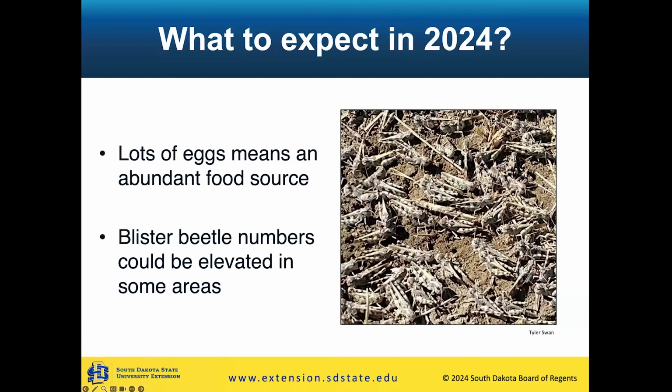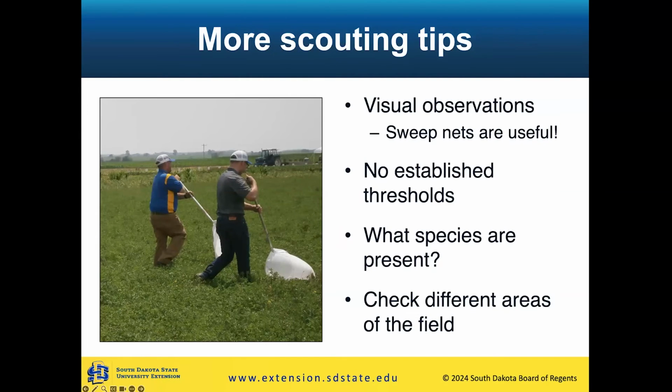Again, if you have a lot of those eggs, that means you're going to have an abundant food source for those blister beetles. And as I mentioned, they could be elevated in some of those areas where you had grasshopper issues last year. So, some more scouting tips. Again, I keep pushing the sweep nets. Excellent scouting tool, because even if you look out in the field and you don't see anything, a lot of these insects can just drop from the plants and you might not even see them. If you come out there with a sweep net, you'll catch a lot of things that you never even thought were in the field, just looking at it with the naked eye.